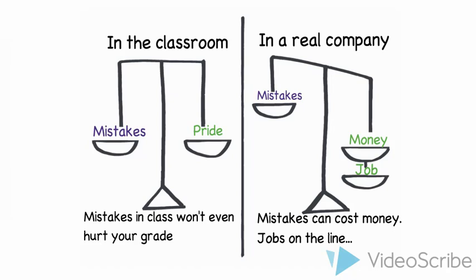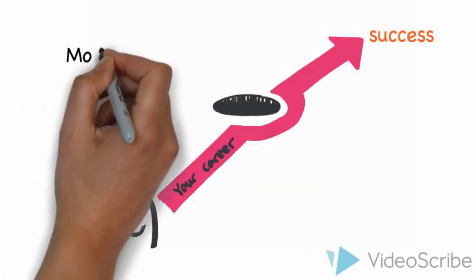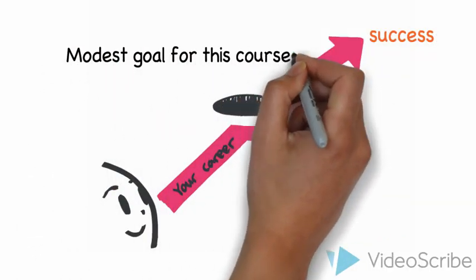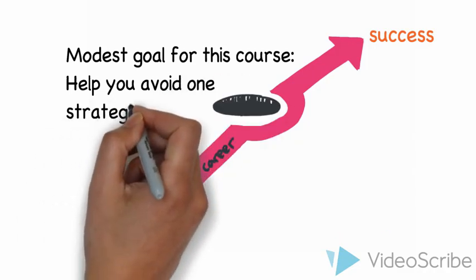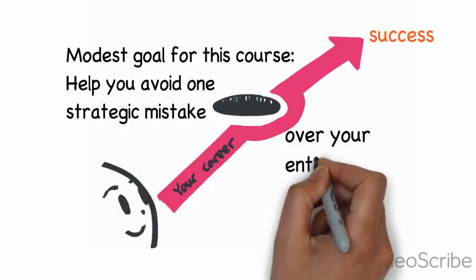By the way, this is especially true in a strategy course like this one. In strategy, there's no such thing as a small mistake. Any decision that is important enough to be called a strategic decision has the potential to kill the company if the wrong choice is made. So you especially want to make your strategic mistakes here in the classroom rather than out there on the job. In fact, I have a very modest goal for this course. I figure if I can help you to avoid just one strategic mistake over the course of your entire career, then that will pay for the entire cost of your degree.